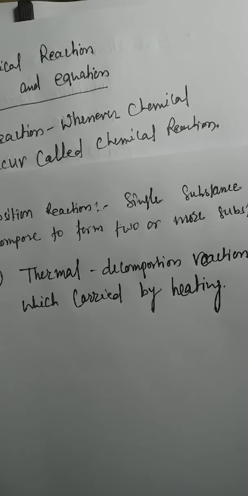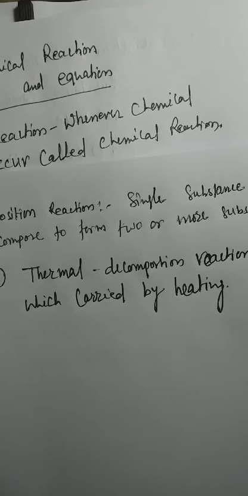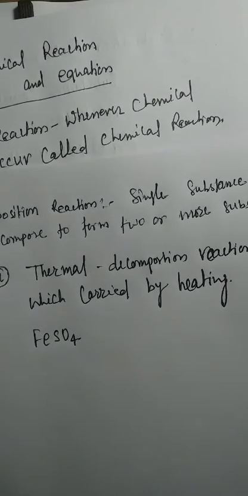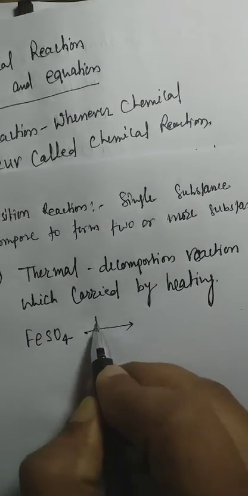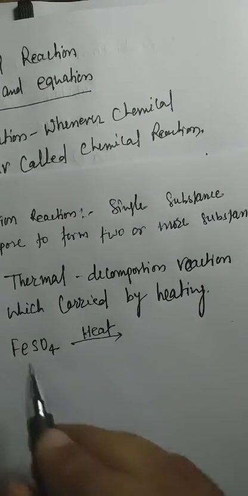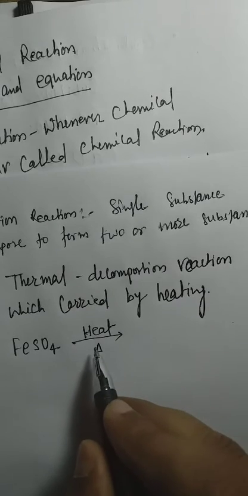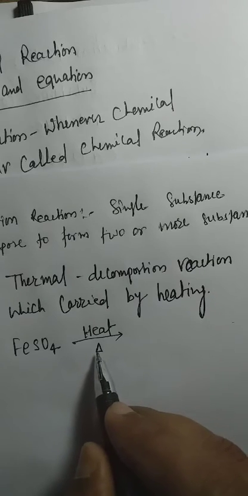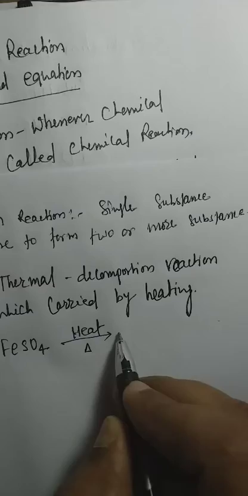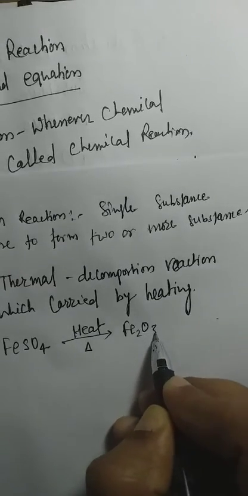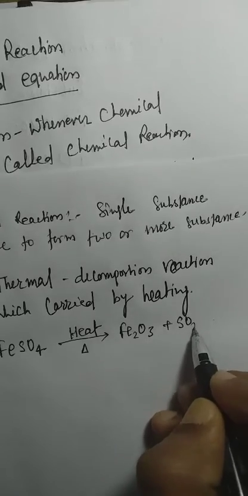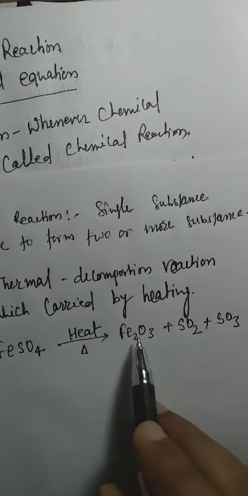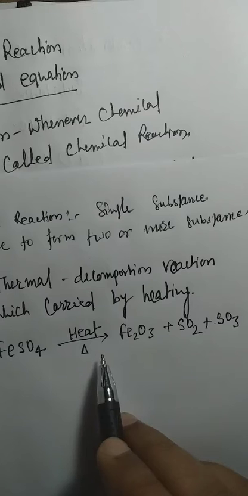In this case, we are taking the example of ferrous sulfate, right? Keep in mind FeSO4 is the formula of ferrous sulfate. Whenever you heat it, keep in mind one more thing, heating is shown by delta H also. Either you write heat, or you write a small triangular shape. It also gives an idea of the heating process. So FeSO4 breaks down into Fe2O3, sulfur dioxide plus sulfur trioxide.